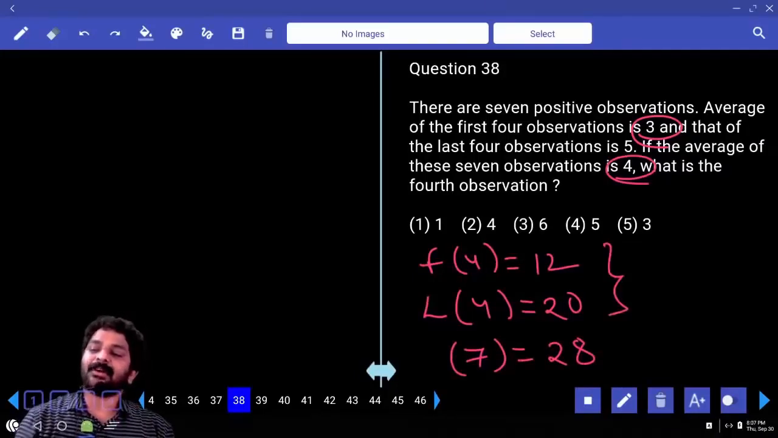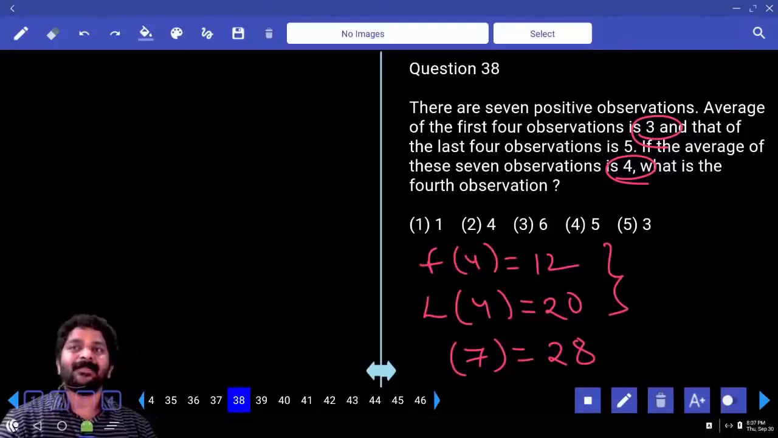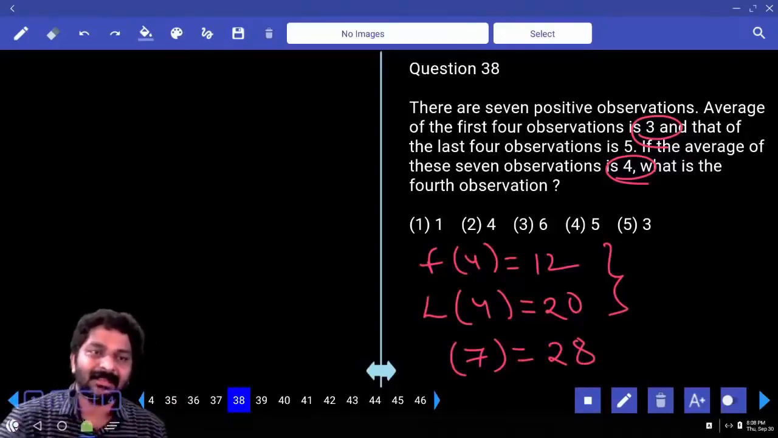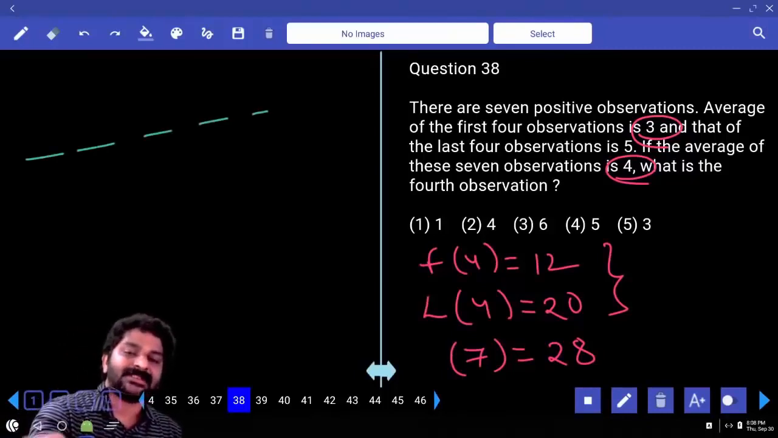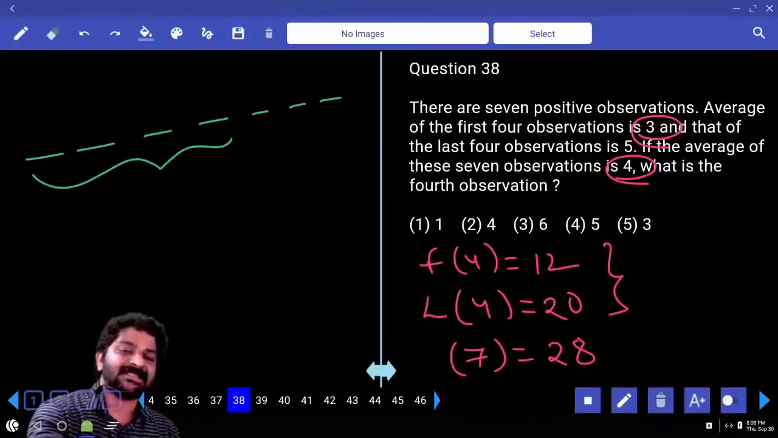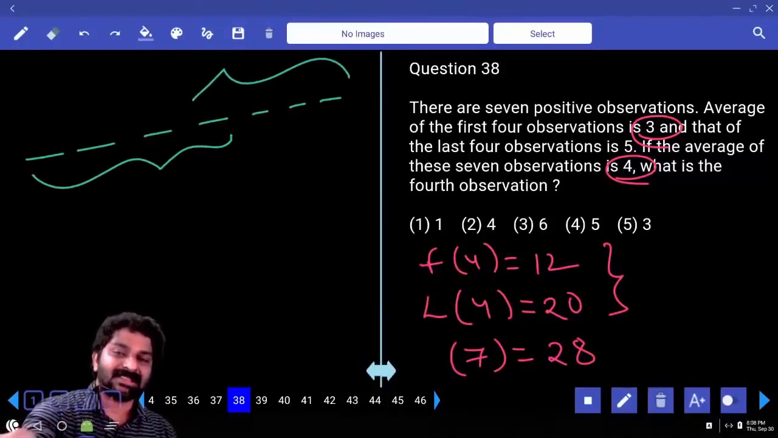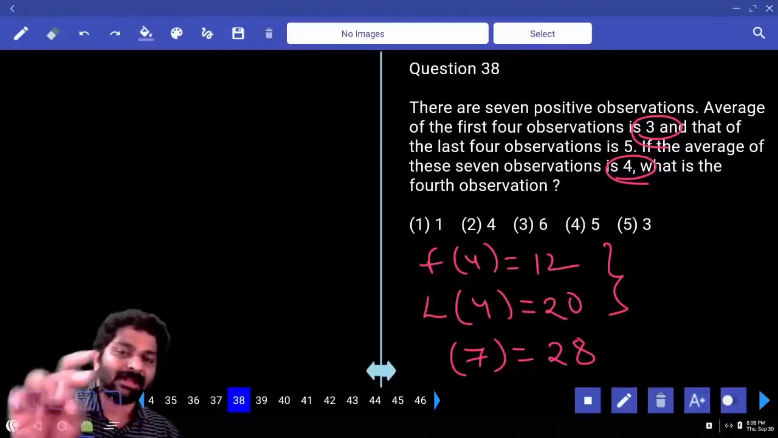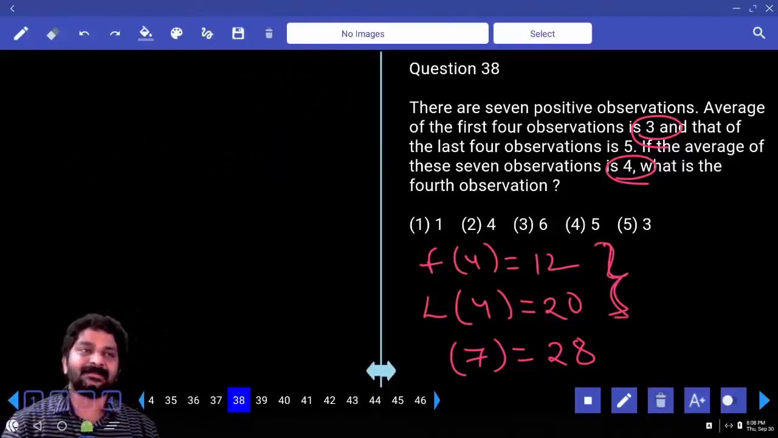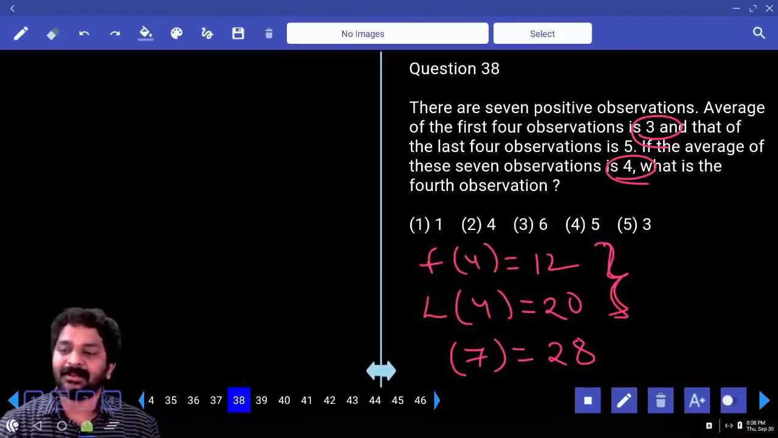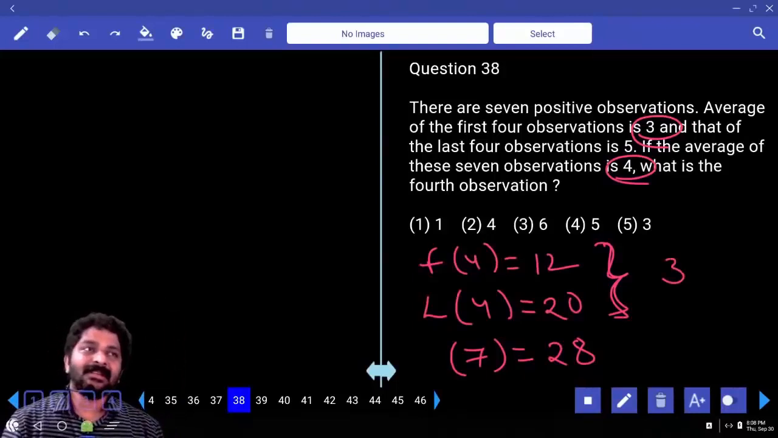See, when you add first 4 and last 4, how many numbers are we getting? 8 numbers. Out of 8 numbers, the 4th number is getting repeated only. 1, 2, 3, 4, 5, 6, 7. First 4 in the sense these 4. Last 4 in the sense these 4. So this 4th number is repeating. Hence what you can do is sum of 8 numbers minus sum of 7 numbers will give you the 4th number only. Sum of 8 numbers is 32. From that if you subtract 28, how much is your answer?